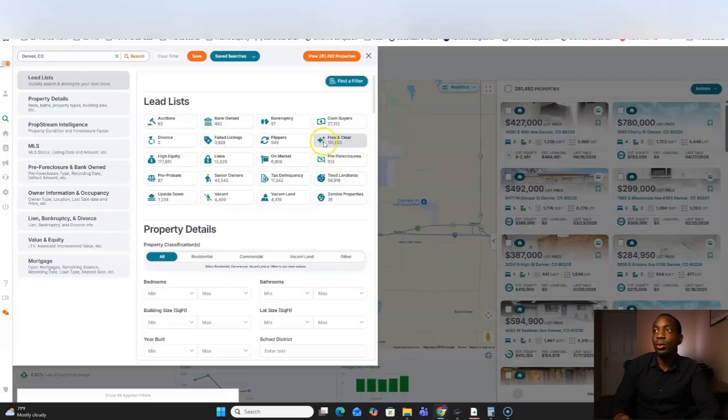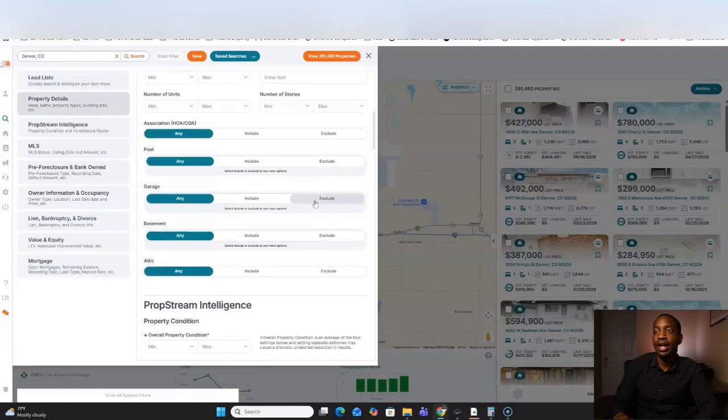People who own their properties free and clear, that's a good amount, over 100,000 out of 281,000 properties. Bankruptcy, you have failed listings that you can retarget, high equity, vacant properties, zombie properties. And so that's what I would do. I would just click on some of them, especially the small ones, especially if you don't have a lot of money and you're a beginner just starting out. This is what you need to do in order to better set yourself up for success in this business.